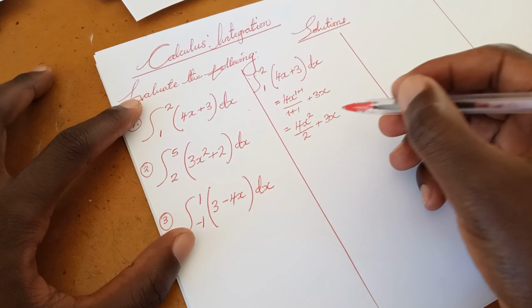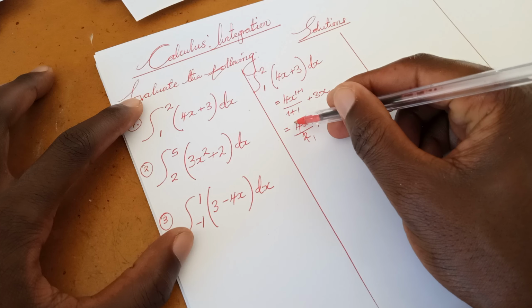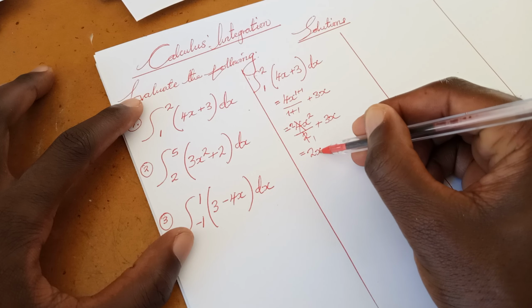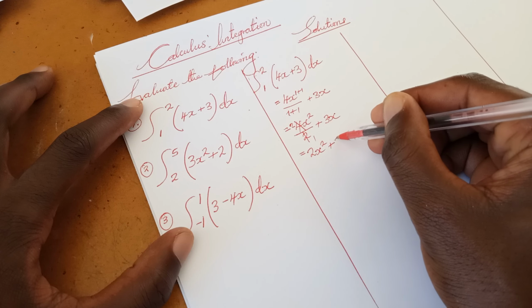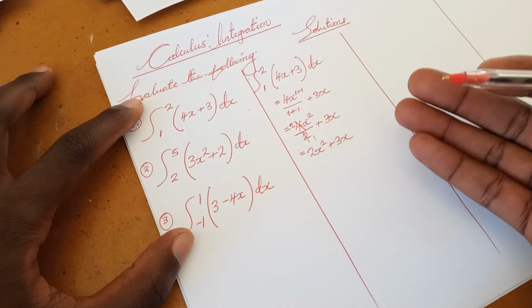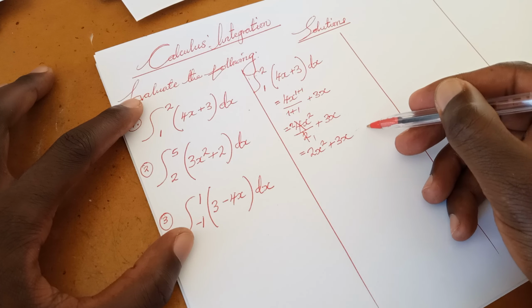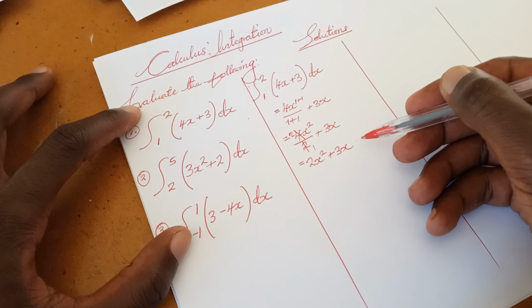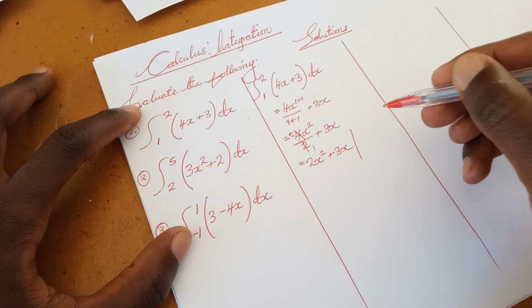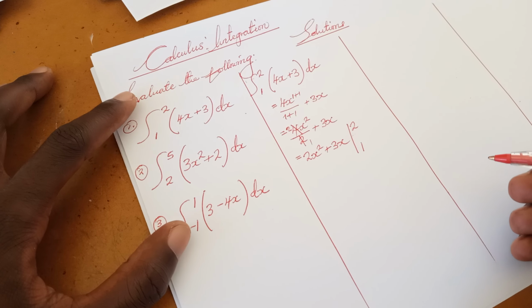So when we reach here, we simplify. So 2 there, it's 1. 2 in 4, it goes in 2 times. So therefore, we're going to have 2x to the power of 2 plus 3x. Now, when we reach this point, if it was indefinite, we would have said plus what? C. But here, since this is definite because we have been given the limits, we're going to use our limits now. So we say 2 and 1 there.